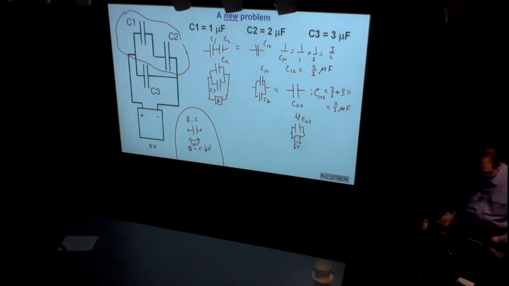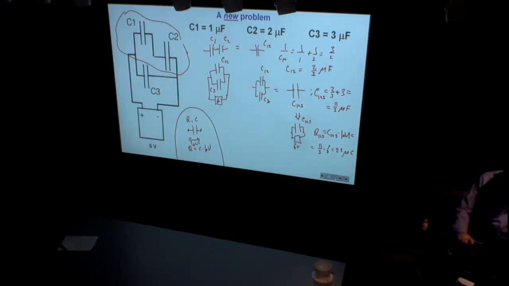So if we apply this equation to the last remaining equivalent capacitor, it gives us 11 over 3 times 6, 22 microcoulombs. Now we can go back to the previous situation, the previous schematic.